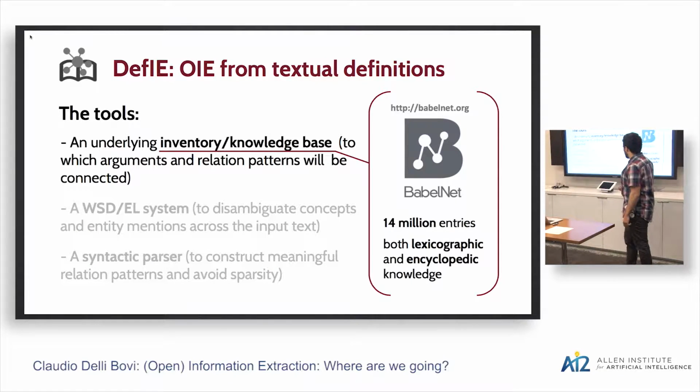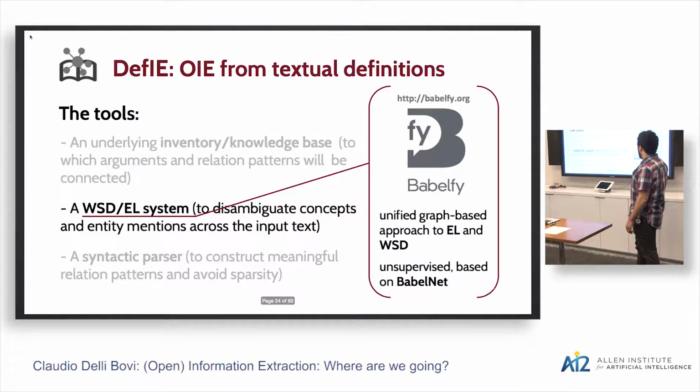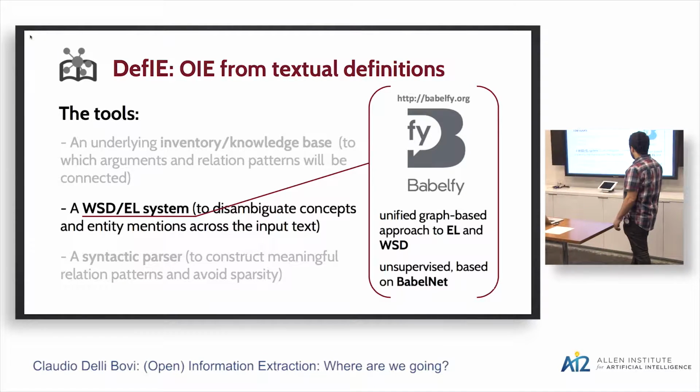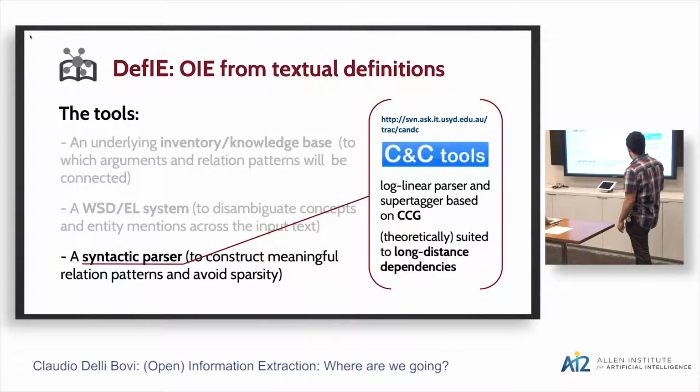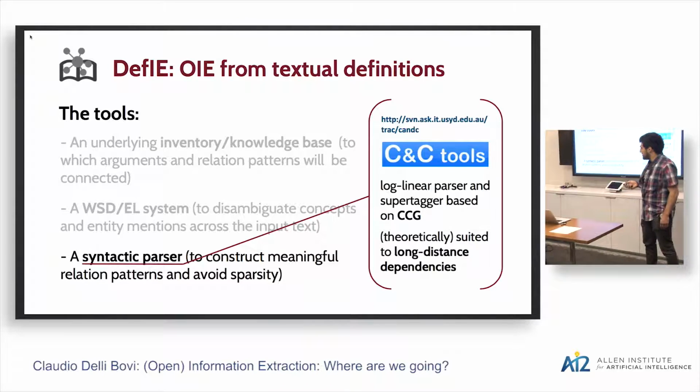And for the sense inventory, we use BabelNet. I've already told you about this, precisely because it includes both, let's say, lexicographic and encyclopedic knowledge, and this is great. And Babelfy for disambiguation, which is the most suitable choice if you're working with BabelNet. As syntactic parser, we used CCG tools, which is a syntactic parser based on combinatory categorial grammars.